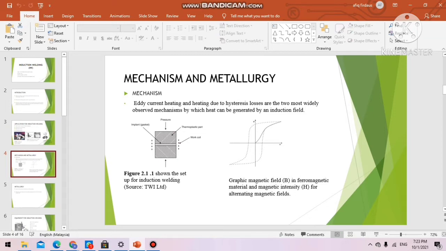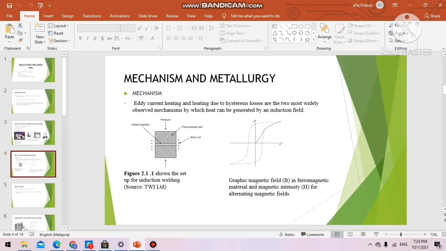Figure 1.1.1 shows the setup for induction welding. In the implant, electric currents are induced and the surrounding thermoplastic sections soften and melt, as they are strong enough to heat the conducting material. This tends to wet the molten thermoplastic as pressure is applied to the joint, and a weld forms as the joint cools.